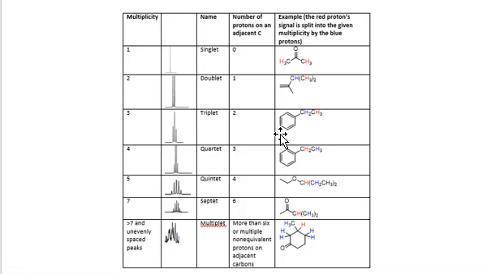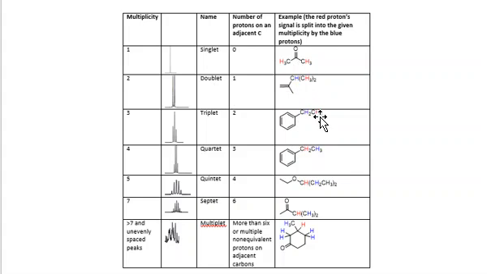So here are some names of common multiplicities. The red protons are being split by the blue. In this first case, all of these 6 protons are equivalent. There is a line of symmetry down the center, and so they wouldn't split each other, so we wind up with a singlet. The red protons here are split by the single blue proton, so that's a doublet.